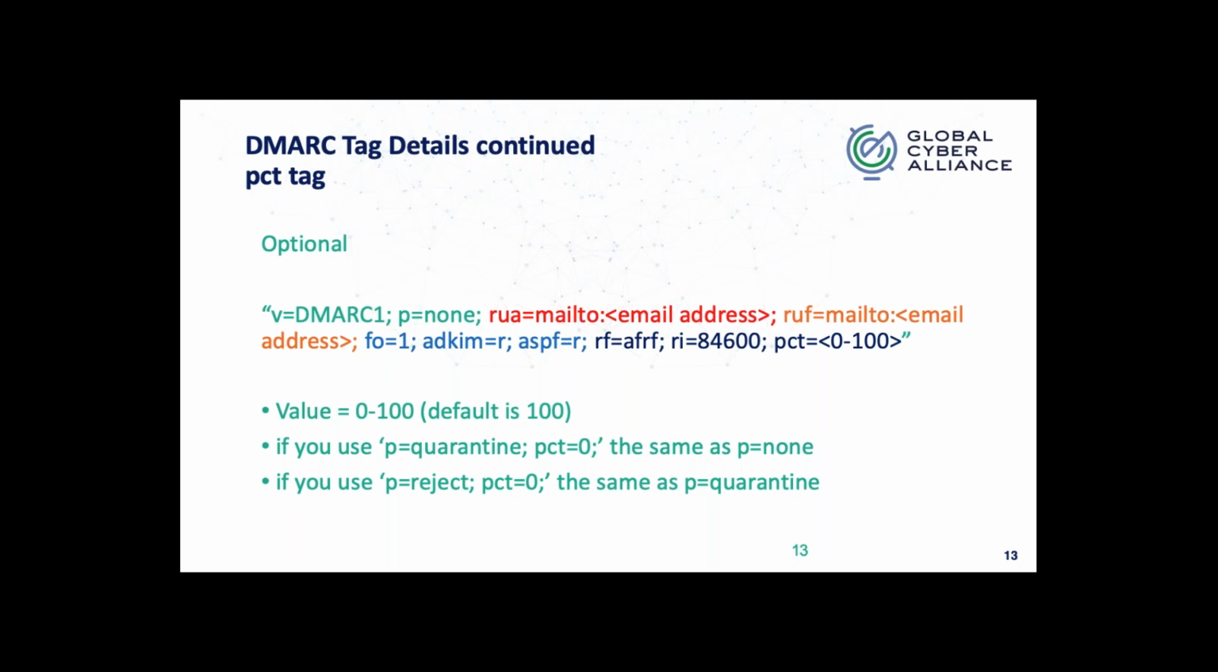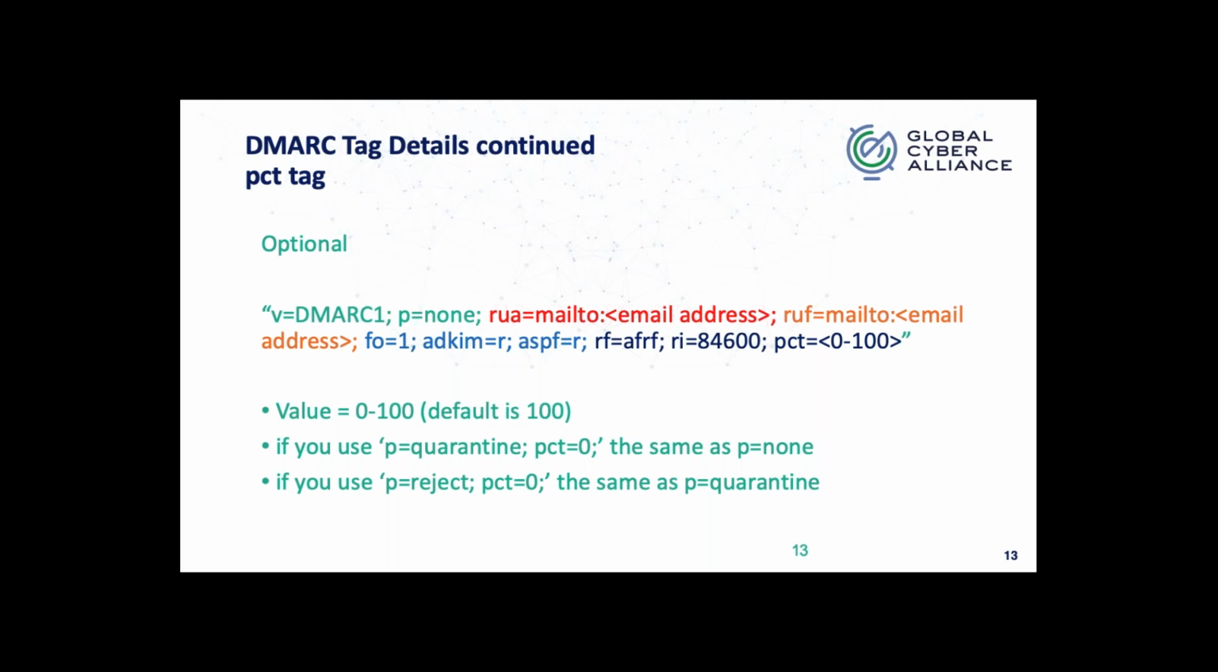I would say, don't put in the PCT tag. Just use 100%. The main reason is that if you put in PCT equals 1, 10, 20, 30, whatever amount, you don't know which messages are going to be impacted by the policy and which ones are not, right? Unless you get those forensic reports, and that may help a little bit there. But there could be some failure reports that you're not going to get. They may just pass right through. So you might not get everything.